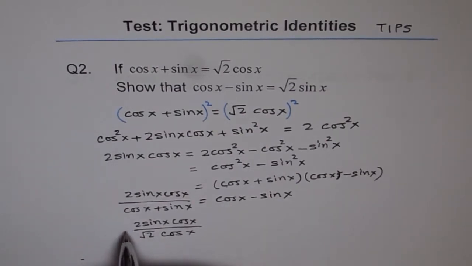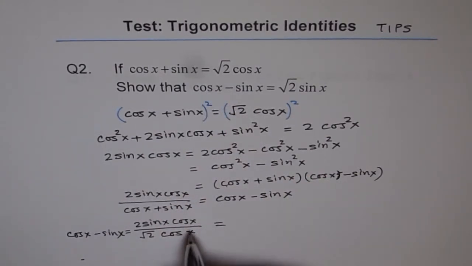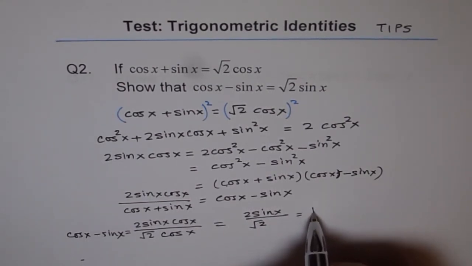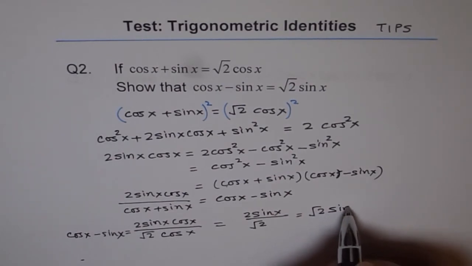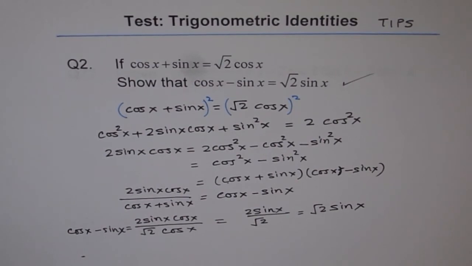Let me write it on this side now, because I want to extend it. So it equals cos x minus sin x, what we want, right? So let's simplify this. Cos x and cos x cancel out, right? So you're left with 2 sin x over square root 2, which is square root 2 sin x, and that's what we wanted to prove, correct? So cos x minus sin x is square root 2 sin x, and that is how we are going to solve this question. Thank you.